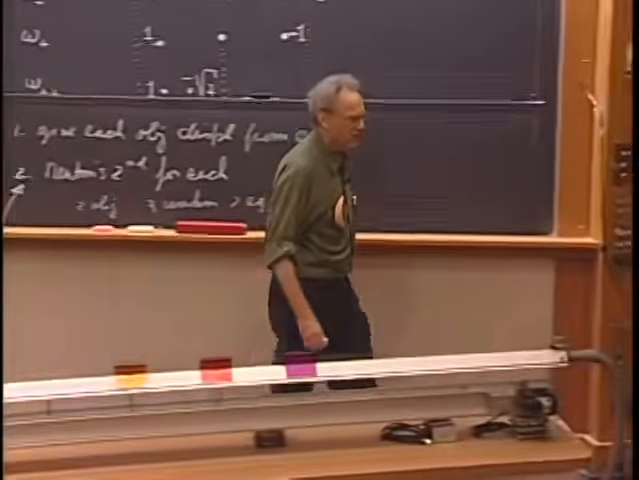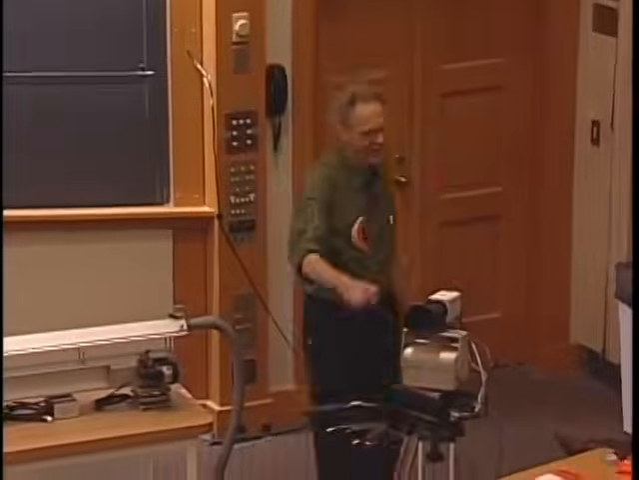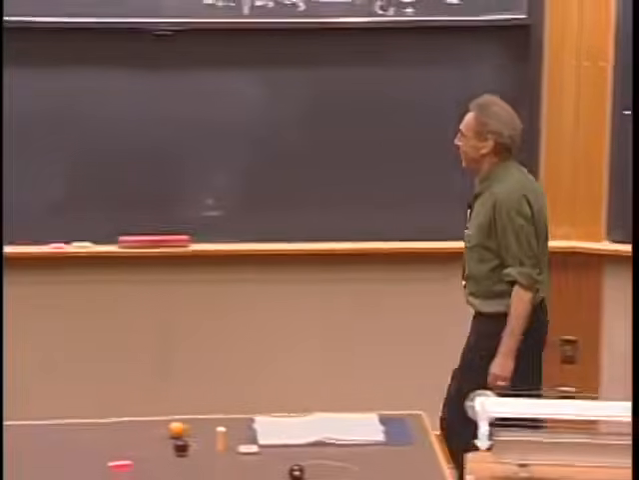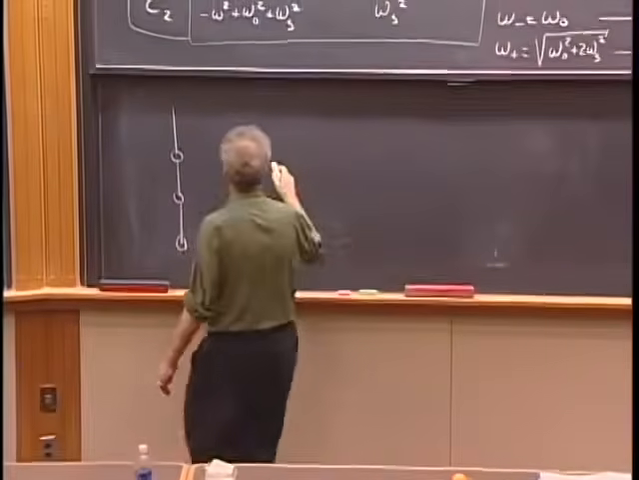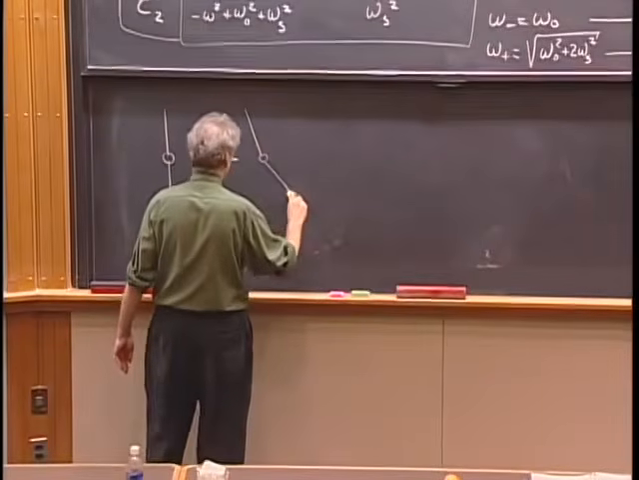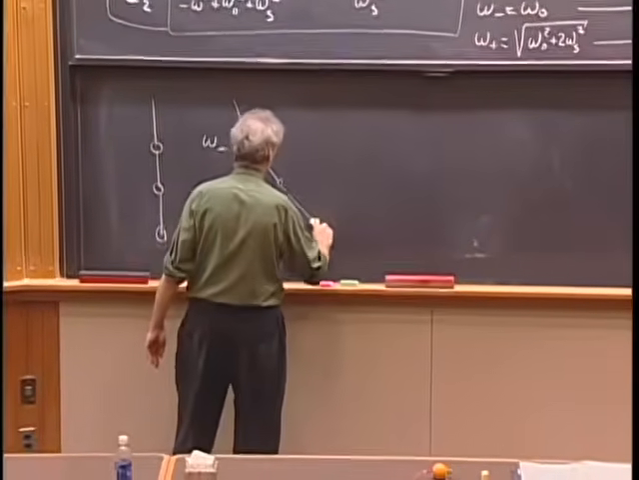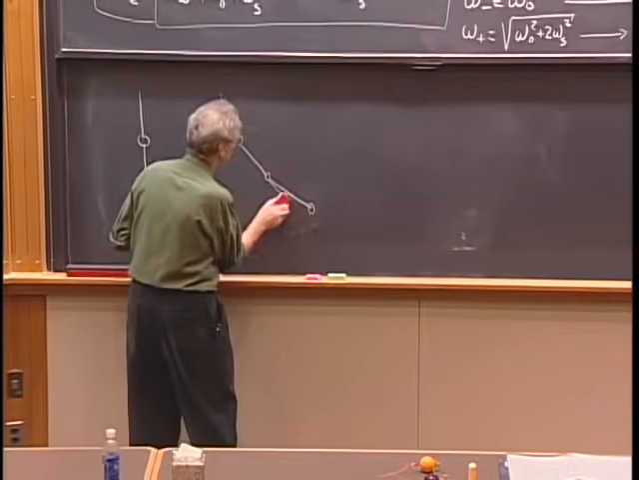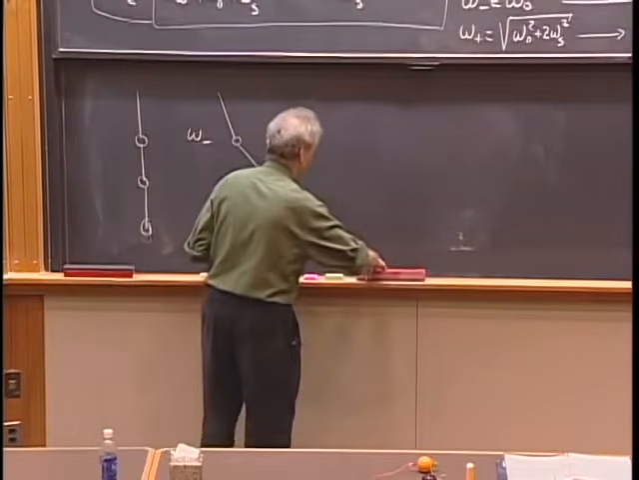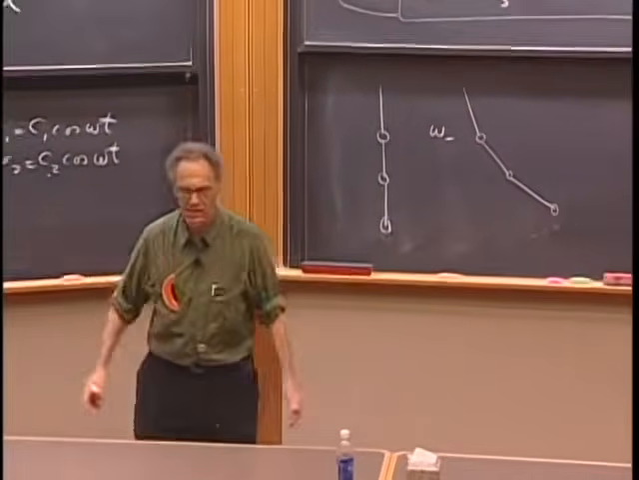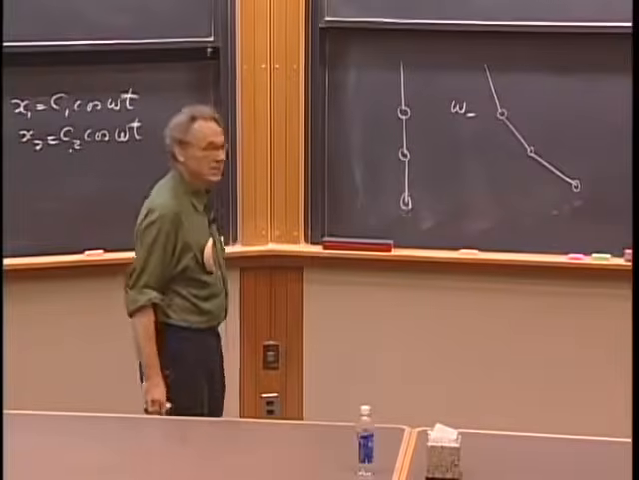My favorite student is here. Do you think it will be a straight line? I don't think so either. I think what you're going to see, without making any predictions about amplitudes, exaggerated, you're going to see this. That's what I think. Can I predict omega minus? No way. No idea what it is.